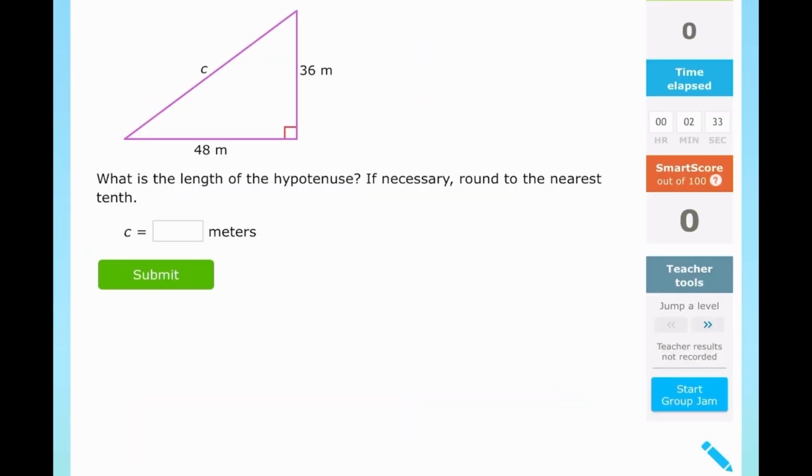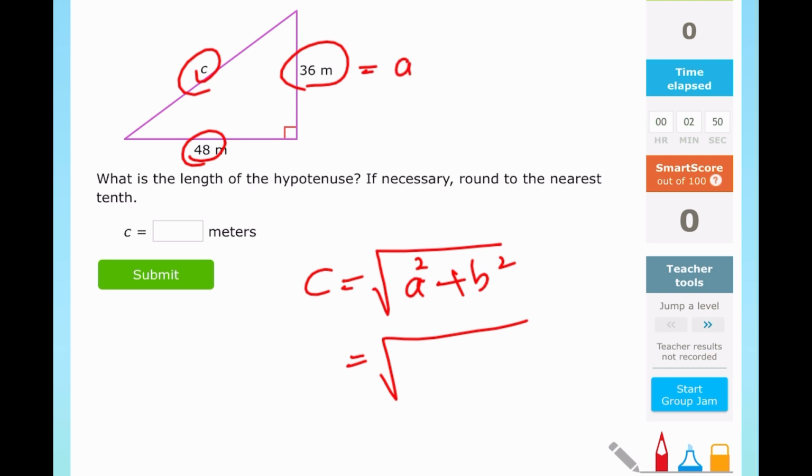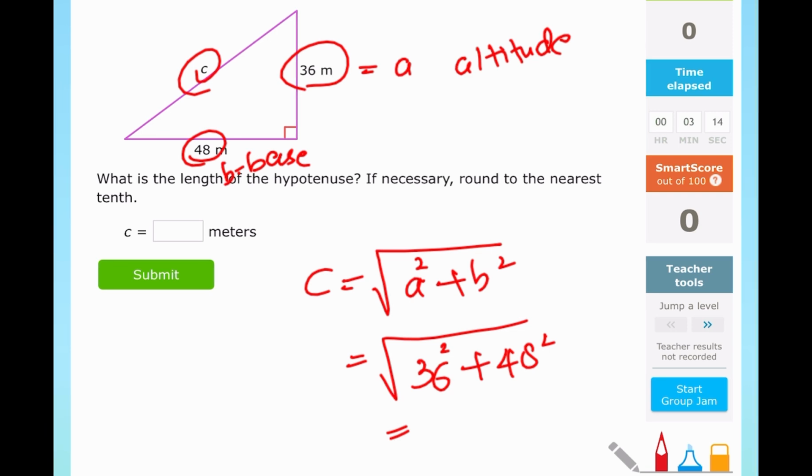In this question, it is asking us to find C, which is our hypotenuse. In order to find C, we are going to use the formula: square root of A squared plus B squared. In this case, you can take 36 or 48 as A. Usually this side is marked as A because that's called the altitude or height, and this side is marked as the base, so we take that as B. So here A equals 36, so 36 squared plus 48 squared. That will give us the final answer, which is 60.